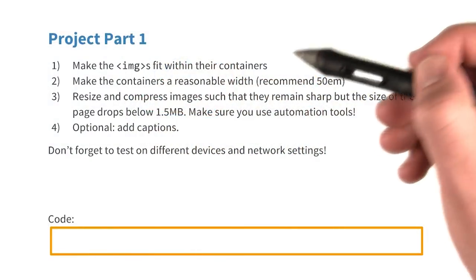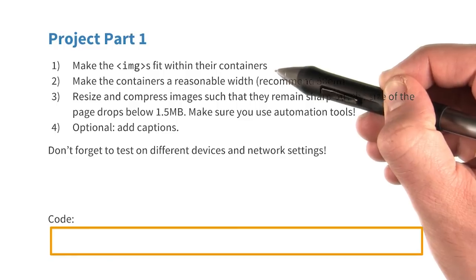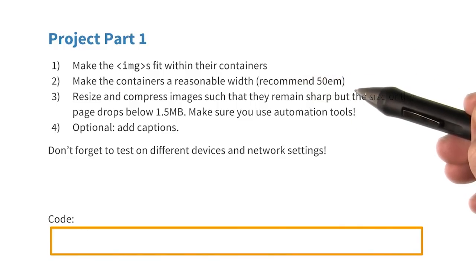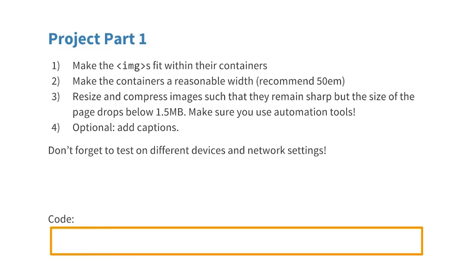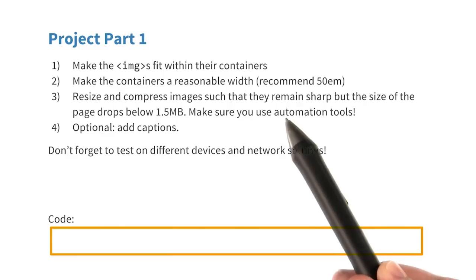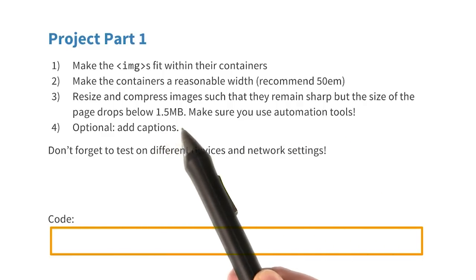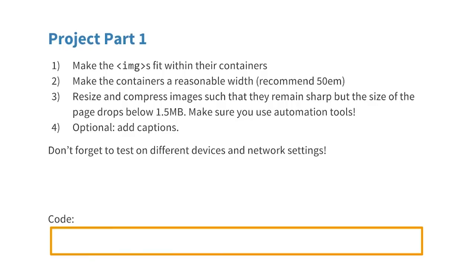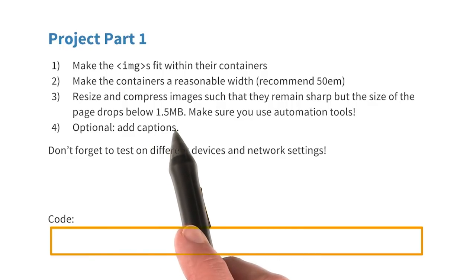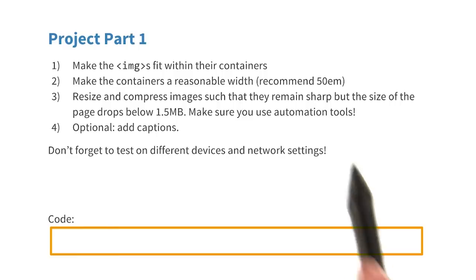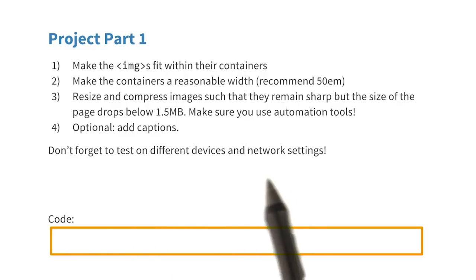So to summarize, first things first, make sure the images fit within their containers. Then once you've done that, make the containers a reasonable width, and I recommend about 50 ems. Once the images are actually being displayed properly, it's time to resize and compress them. They should stay sharp, but the page should drop below 1.5 megabytes total. In fact, I'd be willing to bet you can do even better than 1.5 megabytes. Make sure you use automation tools, otherwise your life is going to be much more difficult than it needs to be. But to be fair, it can be difficult installing Grunt, so make sure you use the instructor notes. And as an optional challenge, add some captions. Of course, make sure you're testing on different devices and network settings.